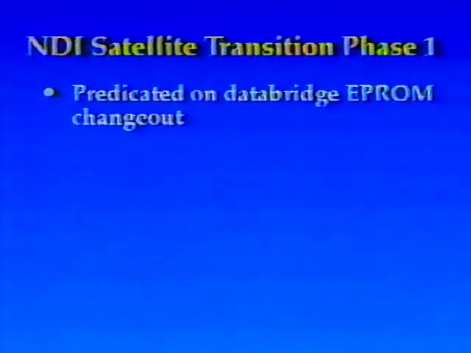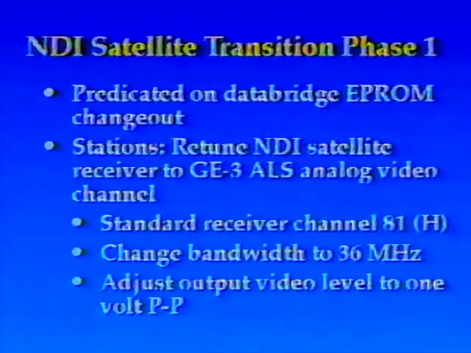Now, as I said, we have 3 phases to this transition. In phase 1, we'll be establishing satellite VBI as our primary means of network data delivery to the stations. And as I mentioned earlier, that's predicated on the data bridge EEPROM changeout that we're presently working with the stations on. We'd like to get that completed by the start of phase 1 to ensure that everything is functional to avoid any problems in later phases. If you have received an EEPROM upgrade kit, please let us know when they're installed so we can check out the data bridge and get it ready for the transition. Call us if you have any problems in installing the EEPROMs before you move to GE3.